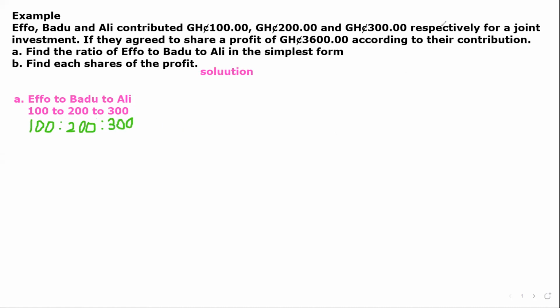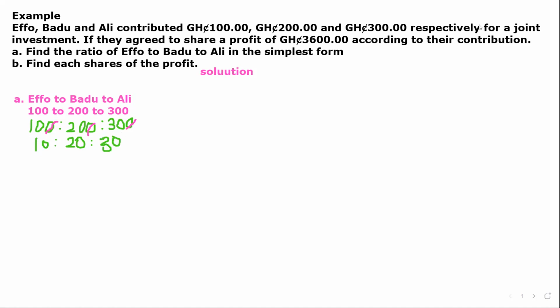Then you do the cancellation to all the three numbers here. So when you cancel, the last zero here will cancel the last zero here. Okay. So the remaining ratio here will be 10 to 20 to 30. Okay, good.